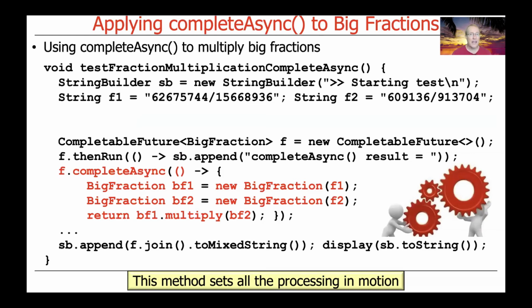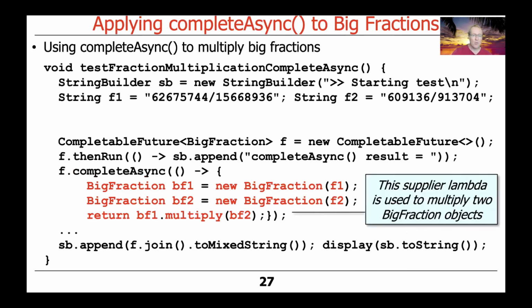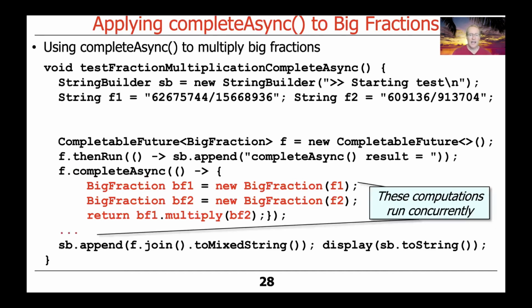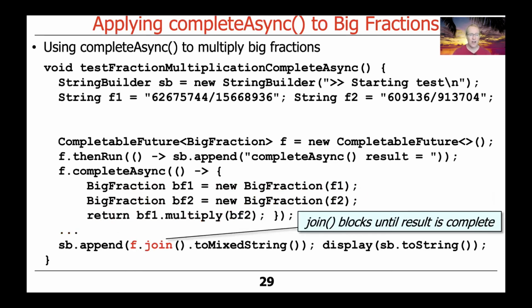And when completeAsync is called, that sets all the wheels in motion. So now that computation goes and runs in the background. This will multiply the two big fraction objects together in that worker thread in the common fork join pool. And those computations will then run concurrently to anything else we might have between the point when completeAsync is called and where we go to join to get the results. So eventually we call f.join, and so join will block. We had to block here, so this was okay. This is a legitimate use of join.